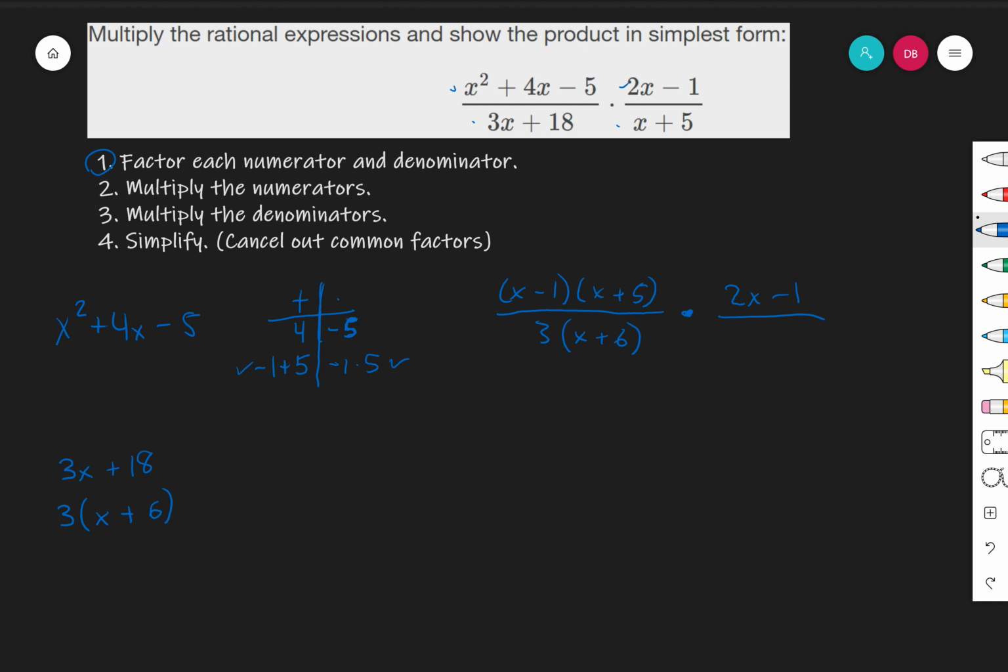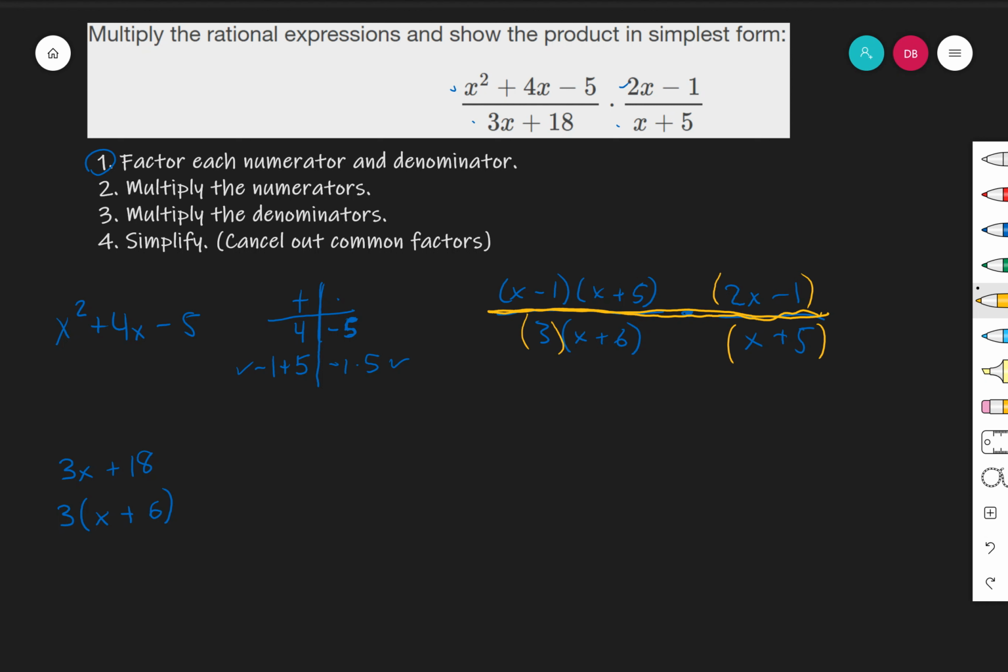X plus 5, again, nothing we can do. We can't factor that, so it'll just stay x plus 5. Now multiplication is actually really easy once we do that first step, because all multiplication is pretending that this is one big line and that everything's in parentheses. That's all we're doing.